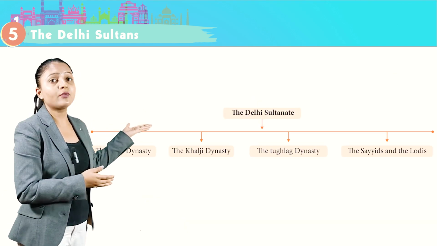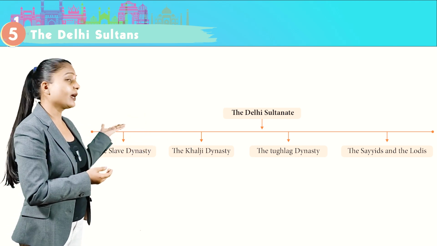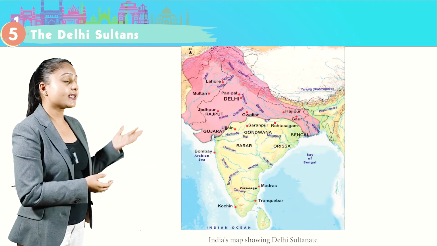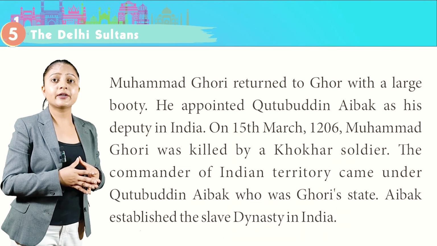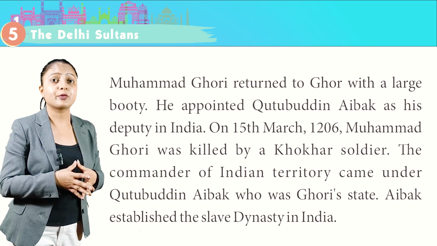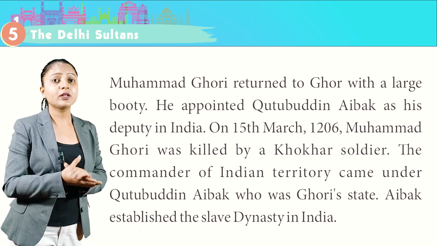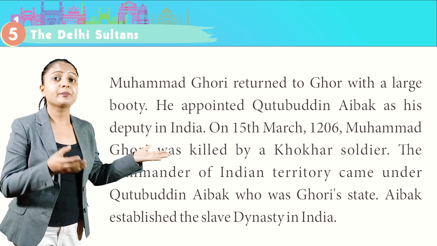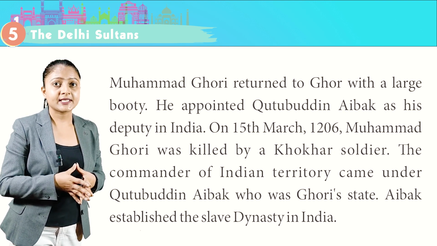This is the flowchart of the Delhi Sultanate: the Slave dynasty, the Khalji dynasty, the Tughlaq dynasty, the Sayyids and the Lodis. This is the map of India showing the Delhi Sultanate. Muhammad Ghori returned to Gaur with a large booty. He appointed Qutbuddin Aibak as his deputy in India. On 15th March 1206, Muhammad Ghori was killed by a Khokhar soldier. The command of Indian territory came under Qutbuddin Aibak, who was Ghori's slave.